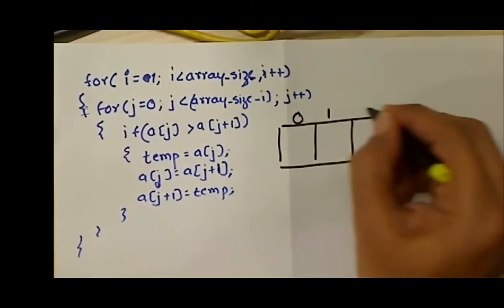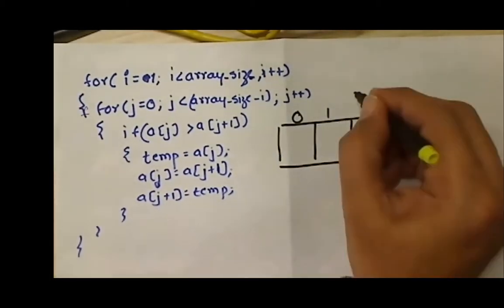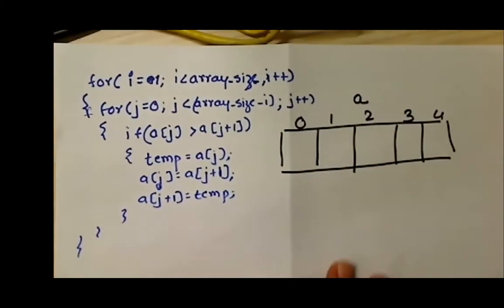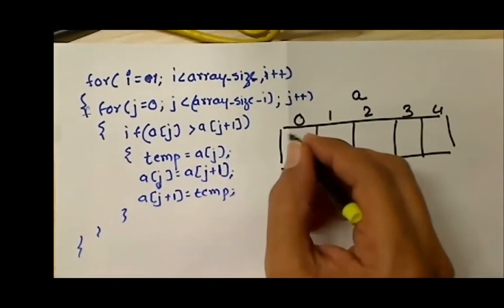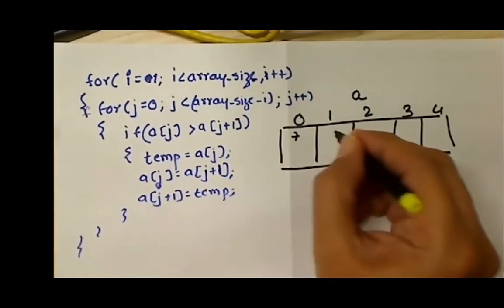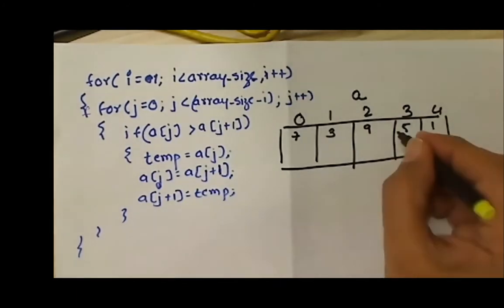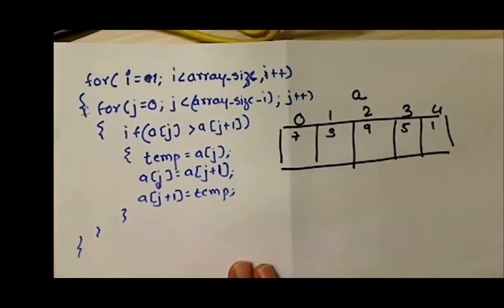Subscripts are 0, 1, 2, 3, 4. The name of the array is, suppose, A. Some values have been stored, say random values. Suppose these are the values: 7, 3, 5, 9, 1.